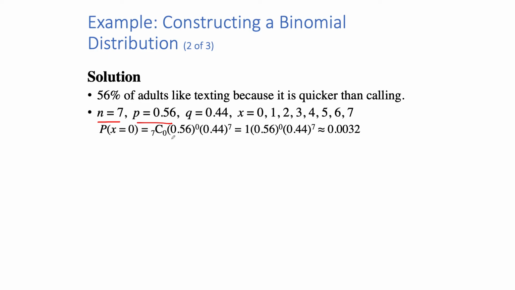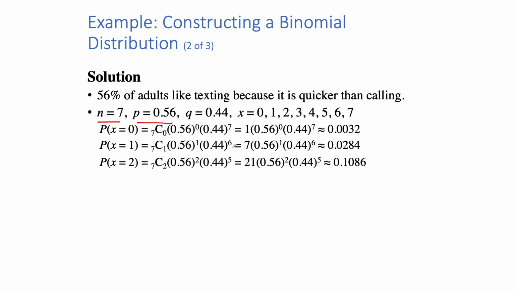How do I do 7C0? It's 7 factorial over 7 minus 0 factorial times 0 factorial. Remember, 0 factorial is 1, so I get 1. Okay. So again, the probability that x equals 1 is 7C1, right? X is now 1, so 7C1 times p raised to x, which is 1, times q raised to n minus x, which is 6, right?